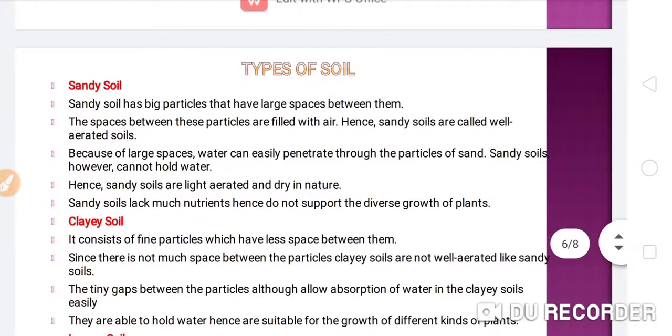Now the next topic that is very important, that is types of soil. So what are the types of soils? Let's see, students, one by one. Number one is sandy soil. What is sandy soil?